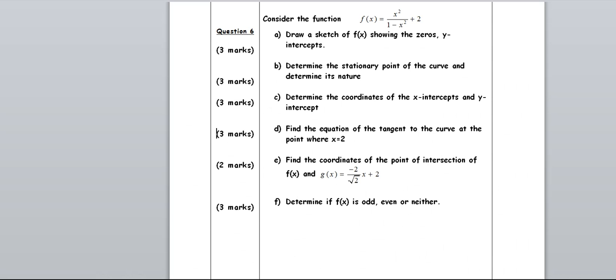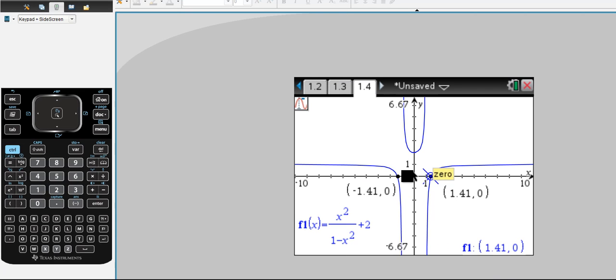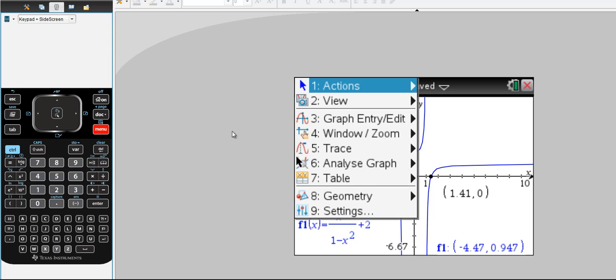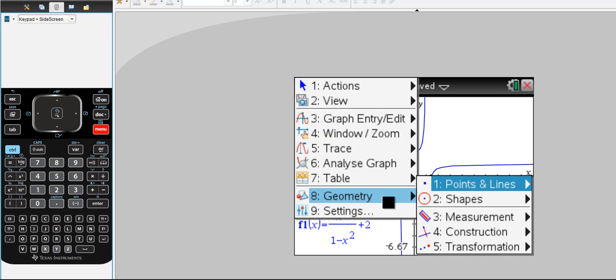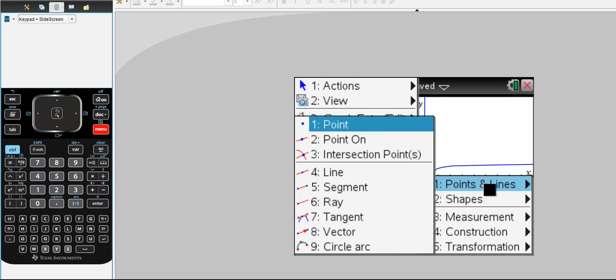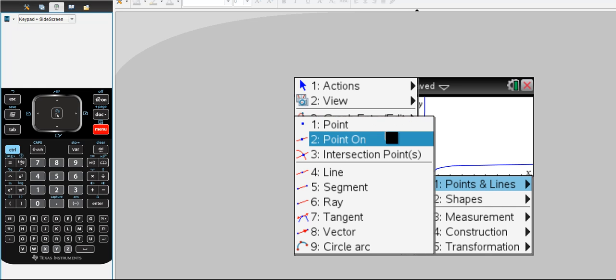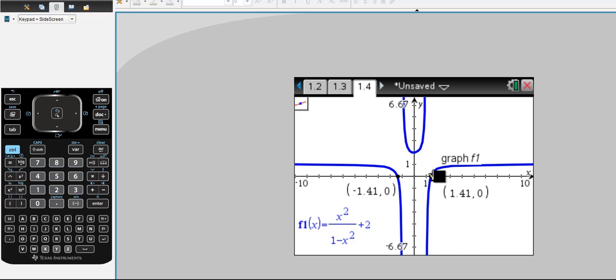D, find the equation of the tangent to the curve at the point where x is equal to 2. Okay, so now we have to plot a point. So we're going to do it with geometry, points and lines. And it's not going to be point. A point can be anywhere. Doesn't have to be on the graph. So it has to be point on. So then we click here, this graph, and then we move.